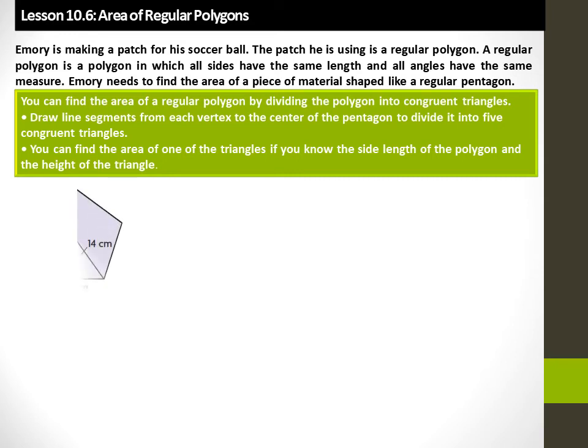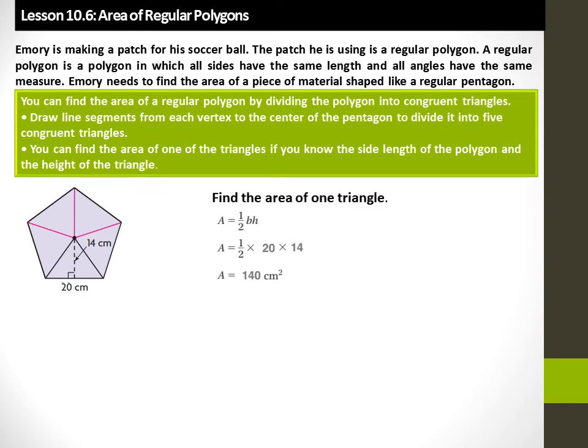Draw line segments from each vertex to the center of the pentagon to divide it into 5 congruent triangles. You can find the area of one of the triangles if you know the side length of the polygon and the height of the triangle. So here we have 5 congruent triangles. Let's find the area of one triangle. The area of one triangle is equal to half times base times height, which is equal to 140 centimeters squared.